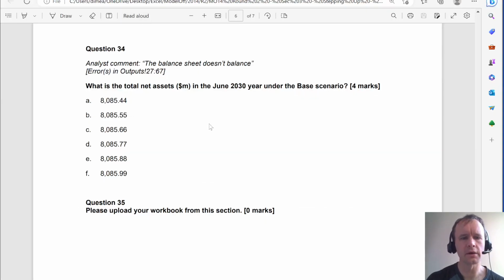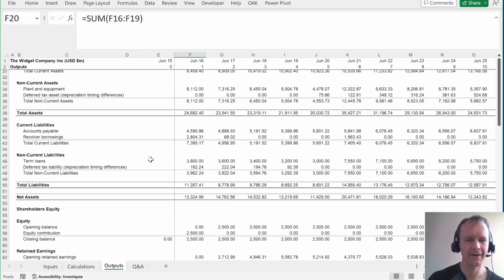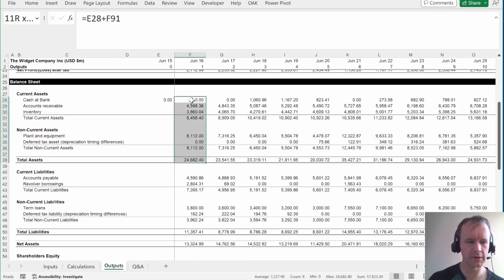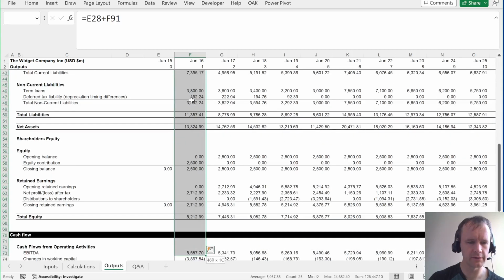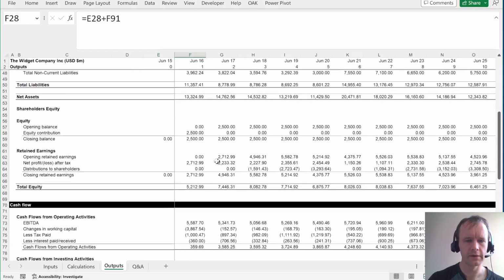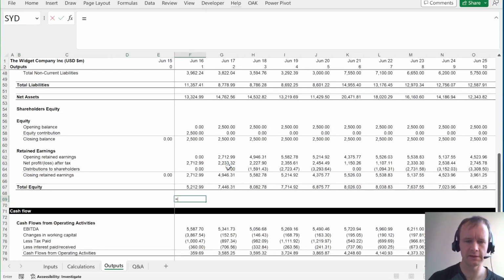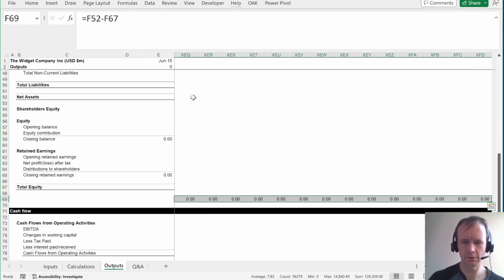Hooray. Sorry, balance sheet doesn't balance. What is the total net assets in June 2030 under the base scenario? And we have a 40 cell range in which to find an error. Fabulous. All right. So again, first things first, I'm just going to start by looking at row differences. And then if that all checks out, I only need to audit 1 column. I guess second thing I'm going to check is how far off are we? Because sometimes that's a hint. Like, is the difference growing or shrinking? That kind of thing.